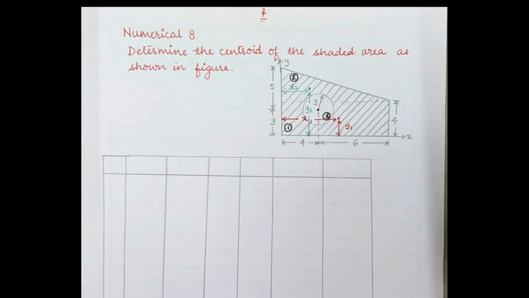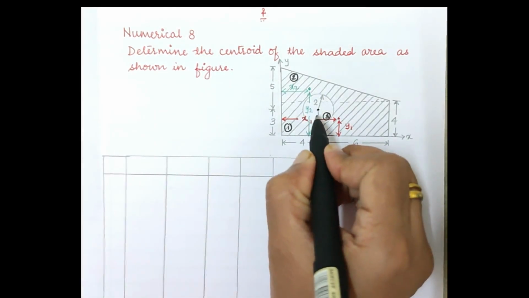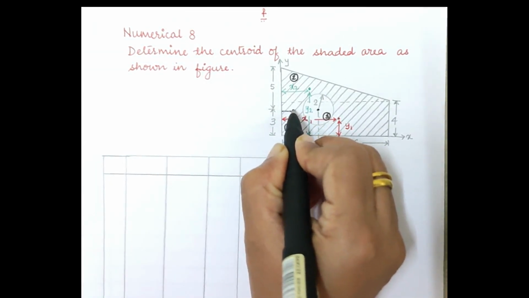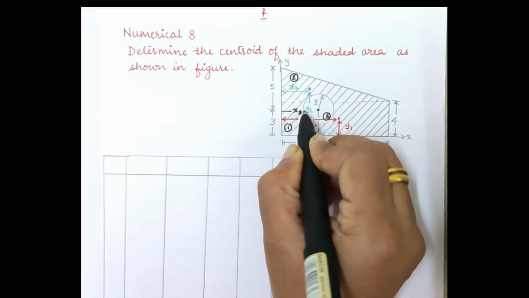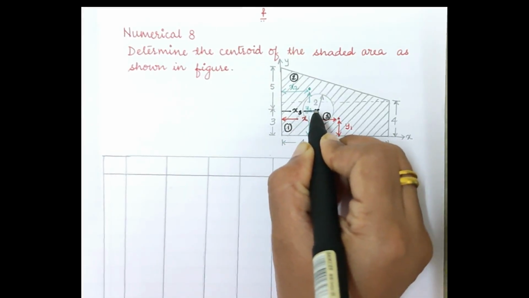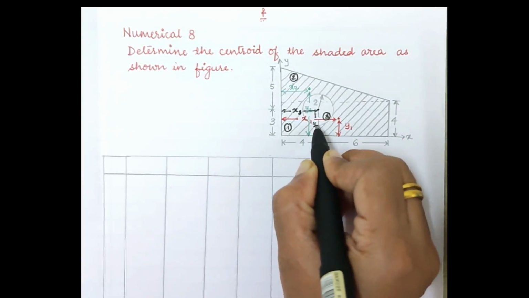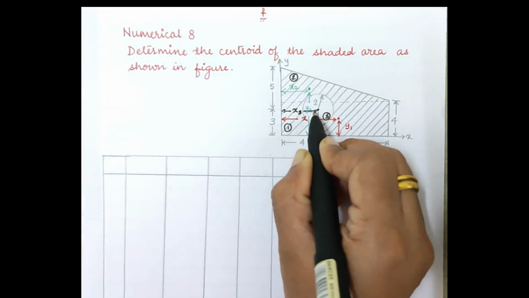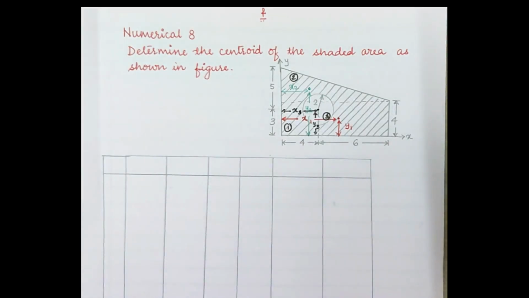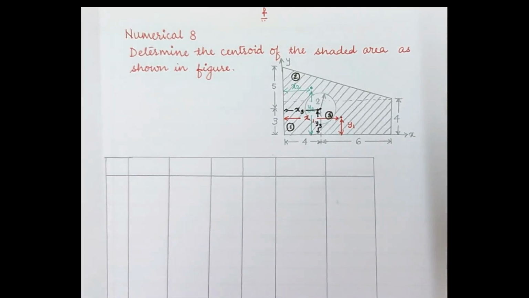Let's draw the third part. So for the third figure, this distance will be x3 right across, and this distance will be y3. Now what we have to do is tabulate the readings that we have got along with the areas of the individual figures. So let's take the individual figures.